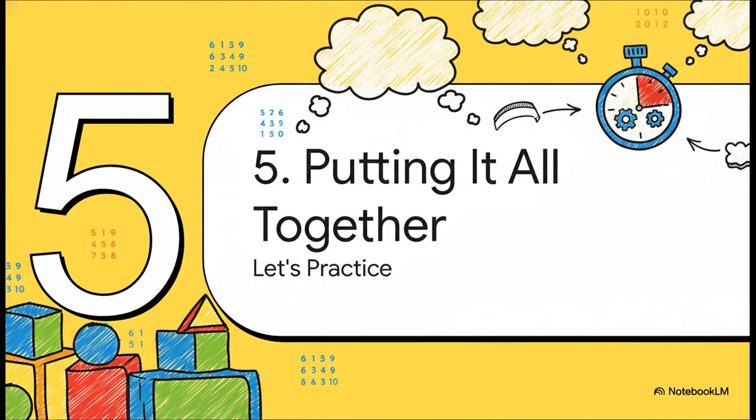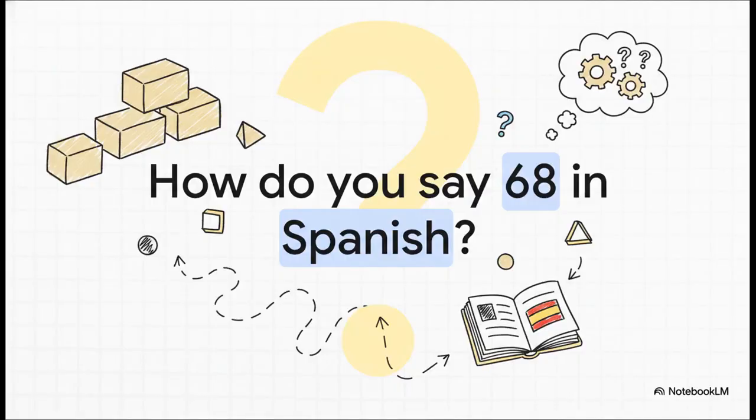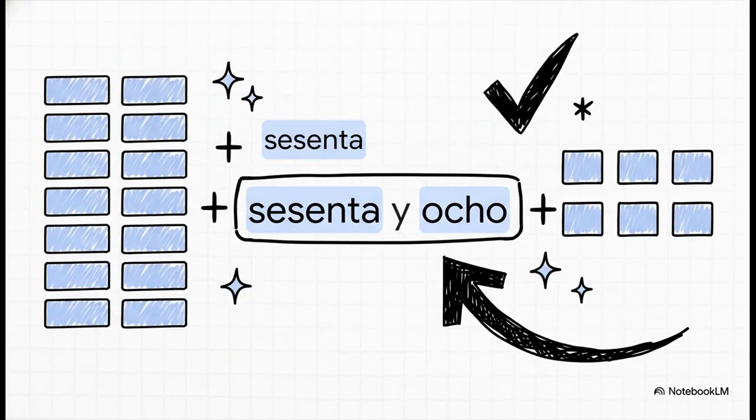Okay, you've learned all the rules, you've got the building blocks, you've got the formulas. So what do you say we put this new knowledge to the test? Let's do a little quick-fire practice round. Okay, first one. How would you say 68 in Spanish? Think about it. What's the word for 60, then the word for and, then the word for 8? You know all the pieces. Yes, sesenta y ocho. 60 and 8. See? You totally got this.